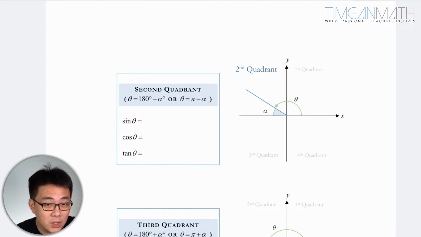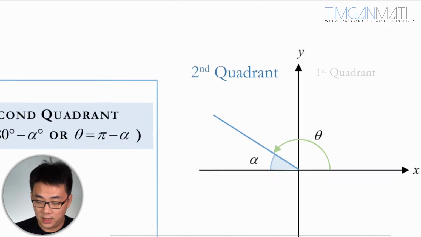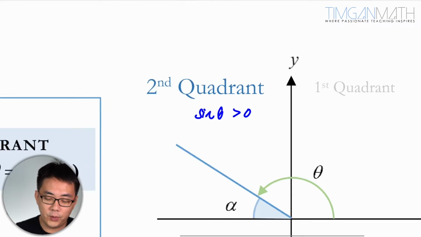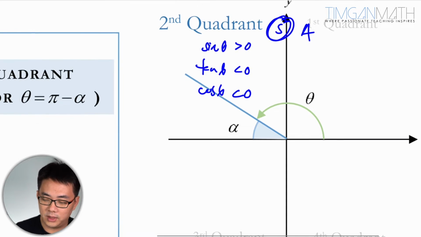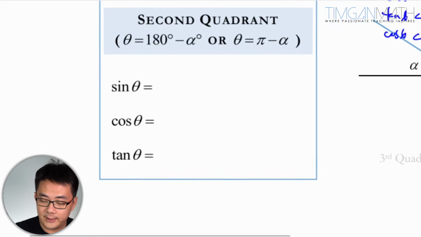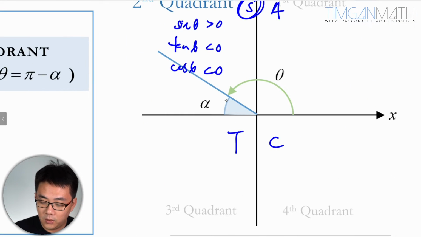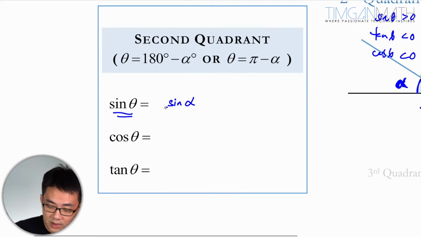Let's look at the next one, the second quadrant. Now, if you have an angle in the second quadrant, what you need to know is that only sine is positive. Okay, sine theta is positive. Then tangent and cosine are negative, because this is AS, only S is positive, ASTC, right? So in this case, we're going to have sine alpha. Now, sine of an acute angle is always positive. This basic angle alpha is always positive. So just take note that this will be sine alpha.